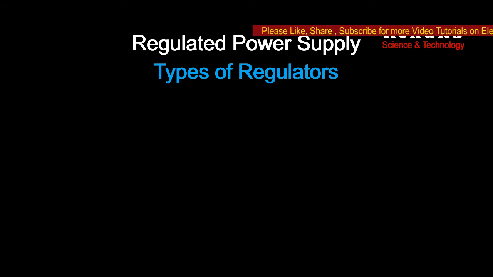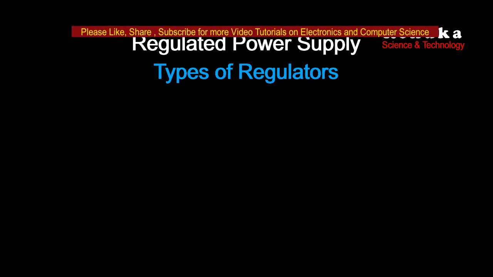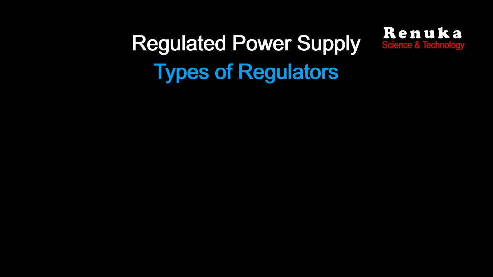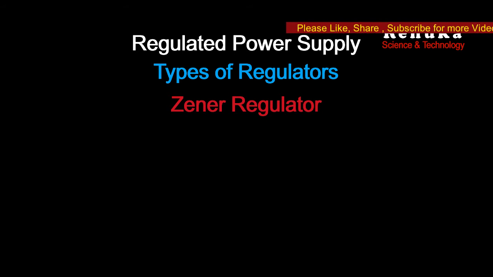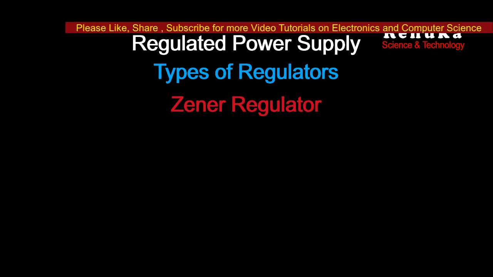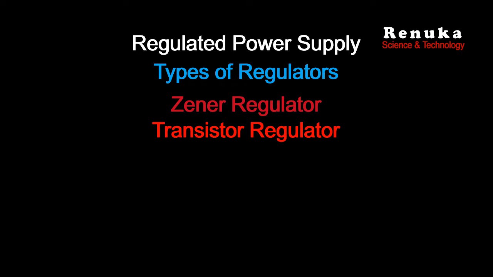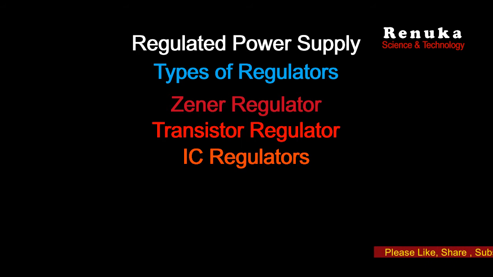There are many regulated power supplies that can be constructed using various components and various designs. In our scope of syllabus, there are 4 types of regulated power supply which we have to discuss here. The first regulator is the Zener regulator. Here the Zener diode is used as a regulator. Second is the transistorized series regulator, in which transistors are used to construct the regulator. Third is the IC regulators, in which the transistorized circuit is fabricated on the same chip, and that chip is known as IC.